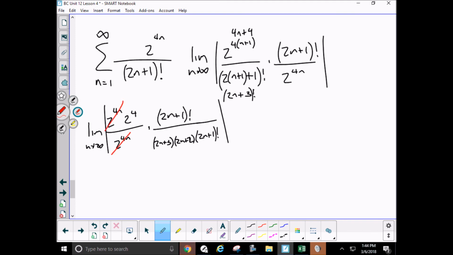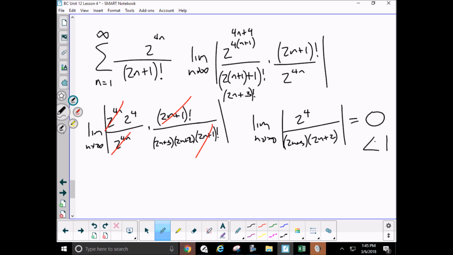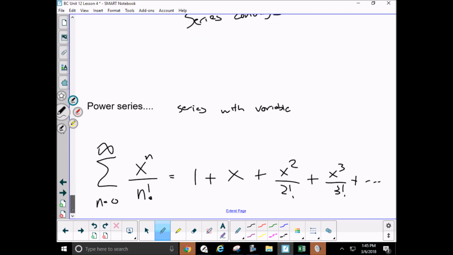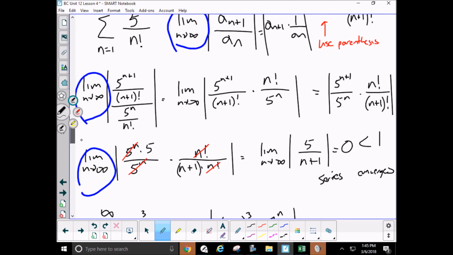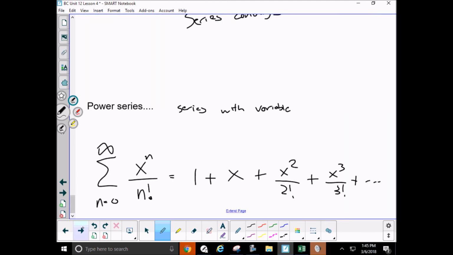Cancel, cancel, cancel, cancel. If I look at the limit as n approaches infinity of 2 to the 4th over 2n plus 3 times 2n plus 2, I know this will trend towards 0. That 0 is less than 1, so the series converges as well. Okay? So, examples of using the ratio test. On your quiz, you'll see some will not converge.